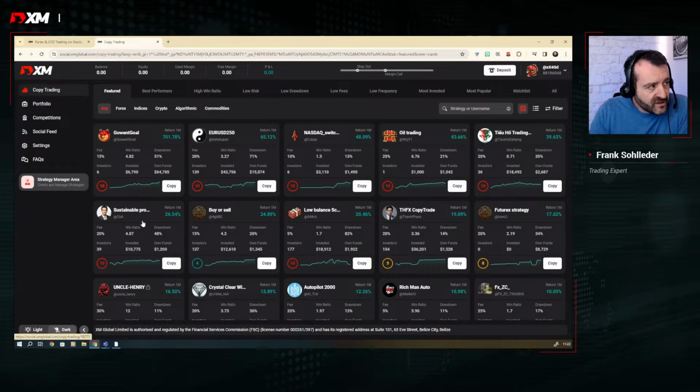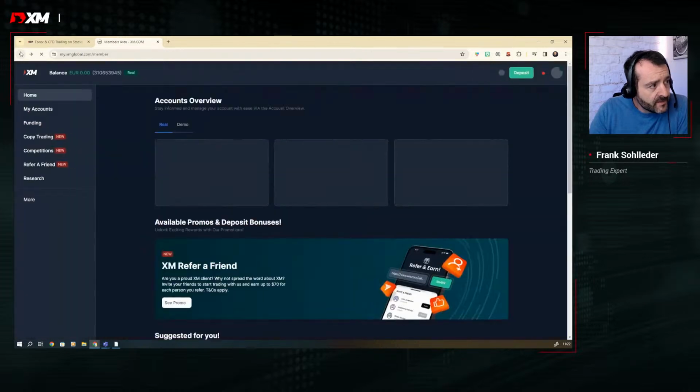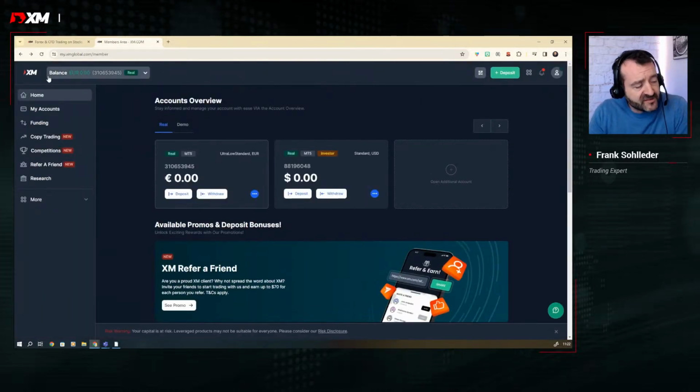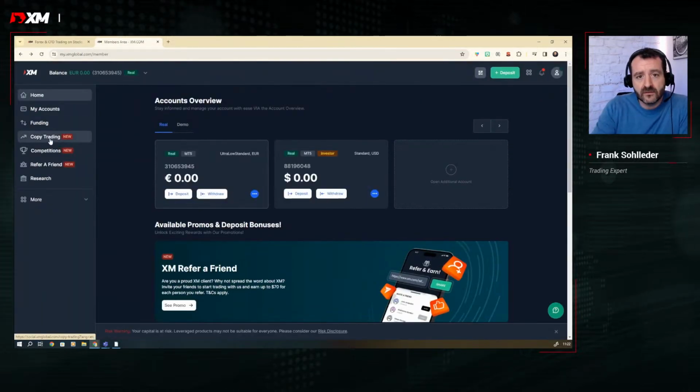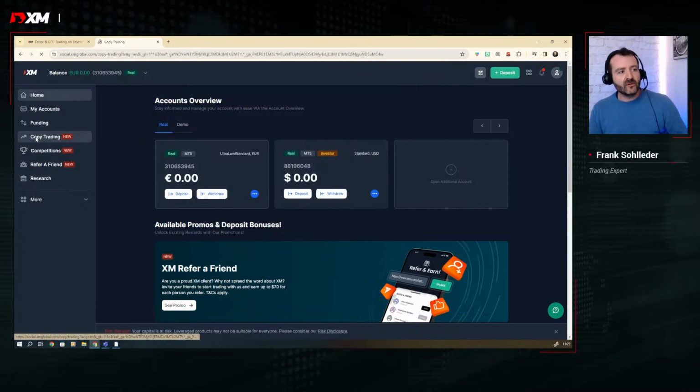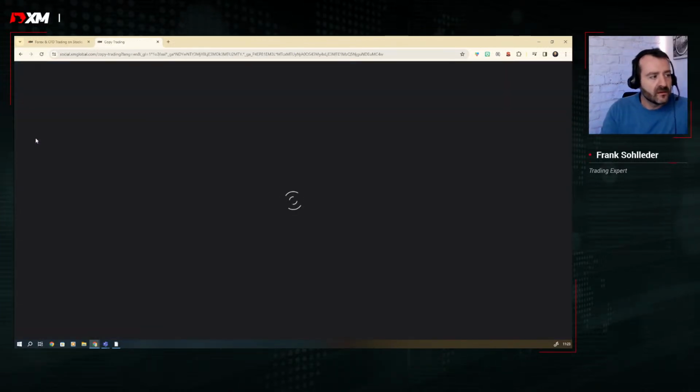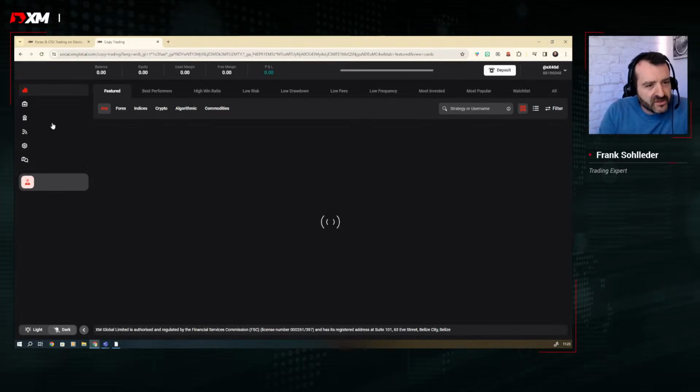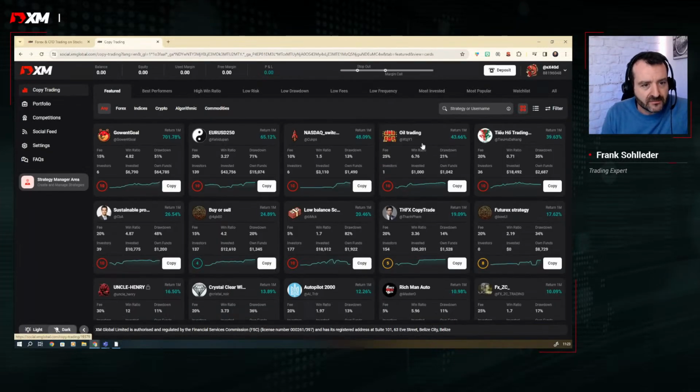So what I did right now, I went from the members area and back into the copy trading area, right? You saw this. I go back one step. I'm here in the member area. I go with the fast navigation here to the copy trading section, pressing in here, and then you see already a bunch of strategies coming up.